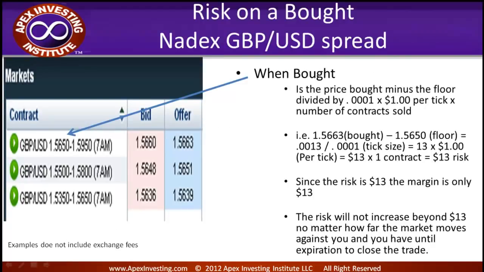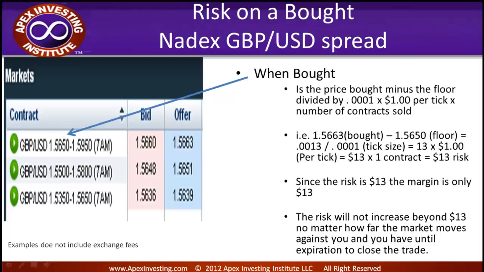So let's look at an example if we bought the pound-dollar spread. To look at what our risk would be, we simply take the buy price, 1.5663, and subtract it from the floor, because we can't lose any money below the floor of 1.5650.